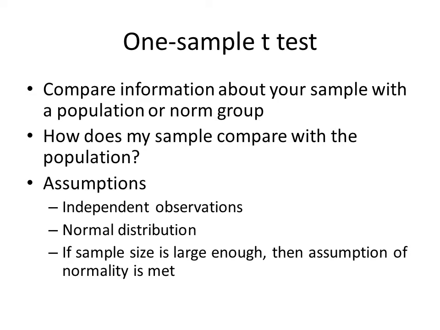Now, in order to make a valid comparison, you need to satisfy some assumptions. For the one sample t-test, it's independent observations and a normal distribution. So how do I know that I meet these assumptions? Well, you have independent observations if each person has been tested individually, or the information about each individual has been obtained independently and with no collaboration.